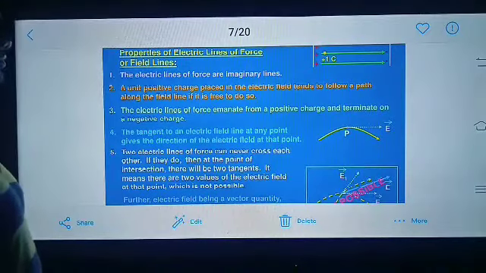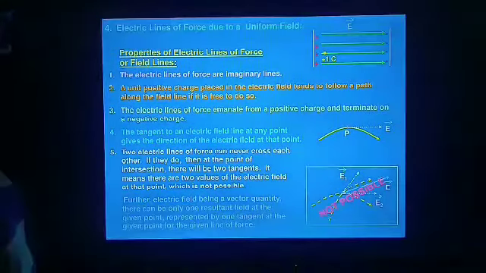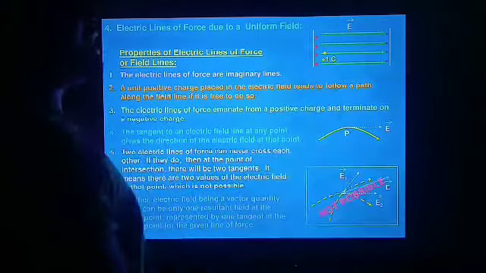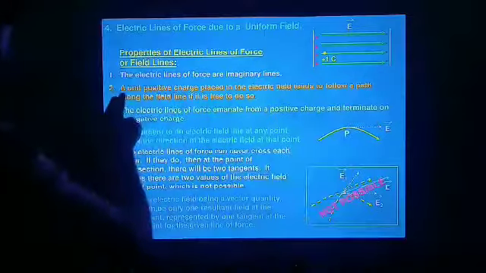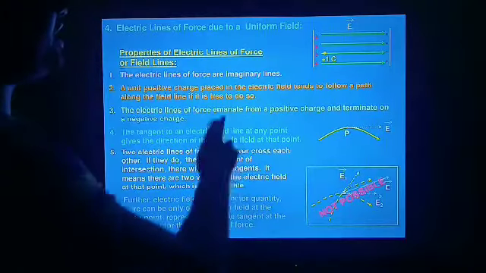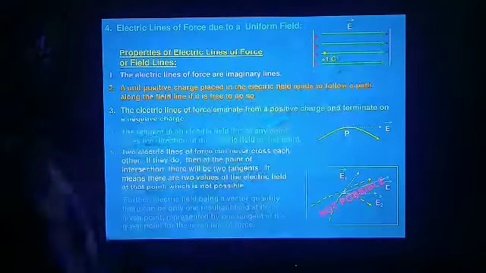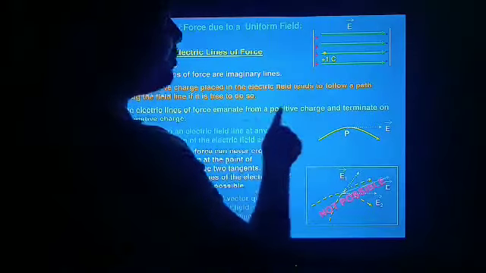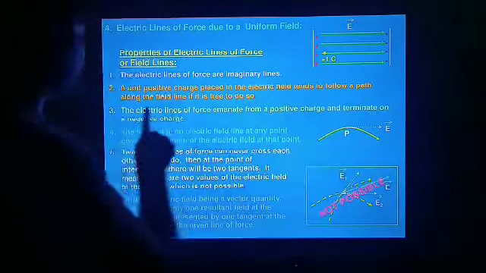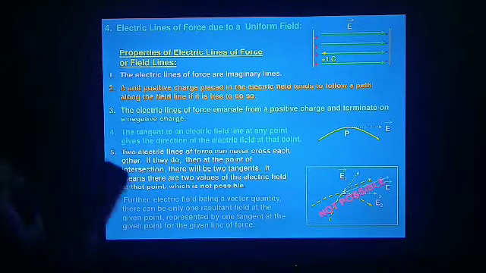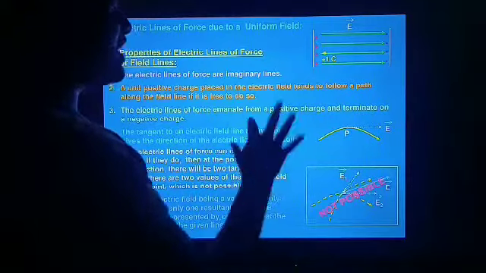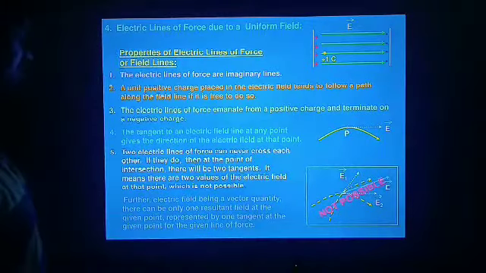Second, a unit positive charge placed in the electric field tends to follow the path along the field line if it is free to do so. We have discussed this. Third, the electric lines of force emanate from the positive charge and terminate on the negative charge. Learn this property. It means electric field lines originate from the positive charge and terminate at the negative charge.